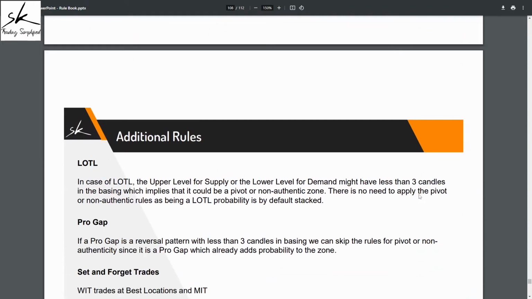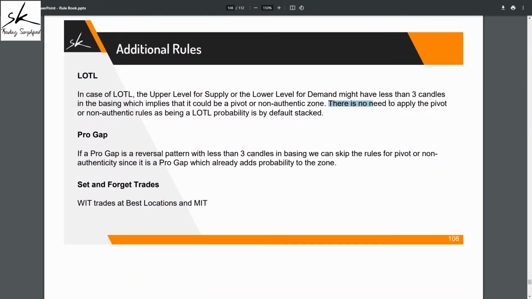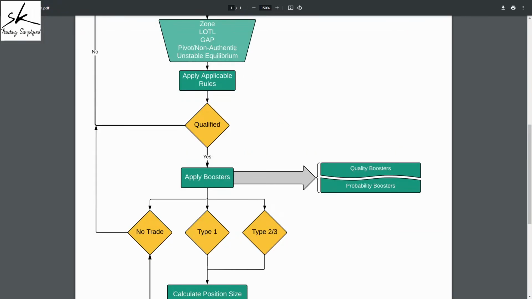So here you can see in the rule book I've given you that in case of level on top of level, there is no need to apply pivot or non-authentic rules, because being a case of level on top of level, by default adds that extra probability we are looking for, right? So since it by default adds that probability, I can skip the rule for pivot and non-authenticity. Similarly, I can skip the rule for unstable equilibrium as well, because it is a case of level on top of level. Now, if you want to be extra conservative, a very conservative trader, and you still want to apply the rules of unstable equilibrium, that is your call. But generally, in case of level on top of level, I overlook this one as well, because level on top of level is by default adding that probability.